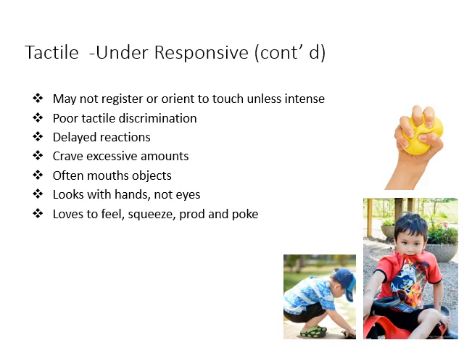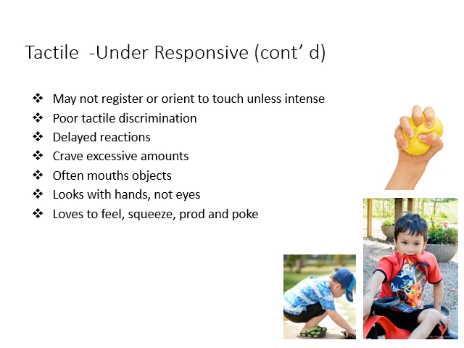Difficulties registering where they've been touched or orienting to touch unless it's of an intense nature. They may have poor tactile discrimination. This is the ability to recognise different shapes and textures. Their reactions may be slow or delayed to tactile input.